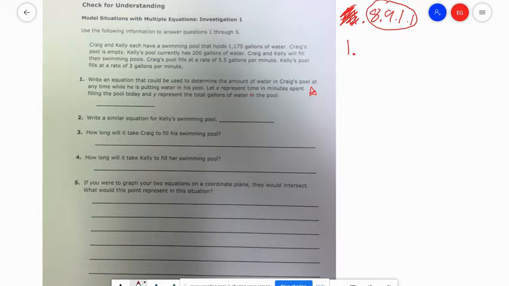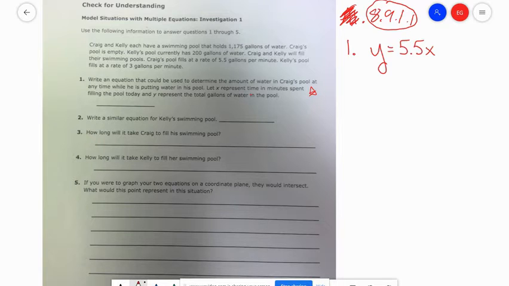So right here, Craig's pool's empty. So we know that we don't have anything additional to add on to it, but we know that his rate fills at a rate of 5.5 gallons per minute. Let's look at this. So X represents the time in minutes. So good, we're already in the correct units. So we're going to go ahead and write 5.5 times X, because if it fills for 1 minute, you have 5.5 gallons.